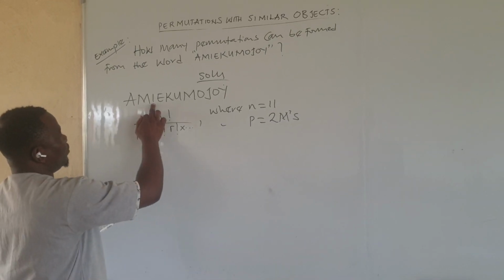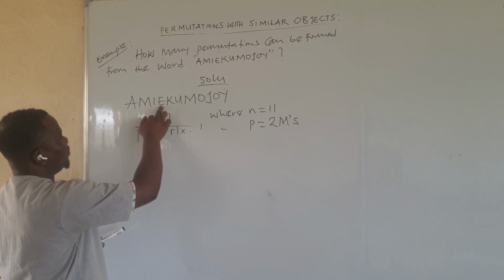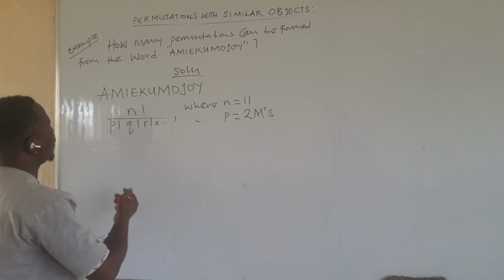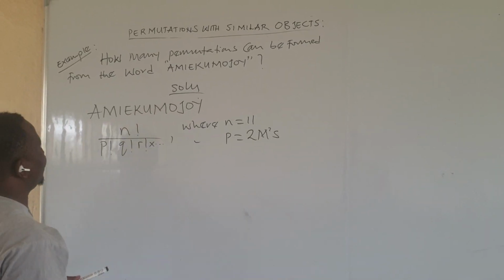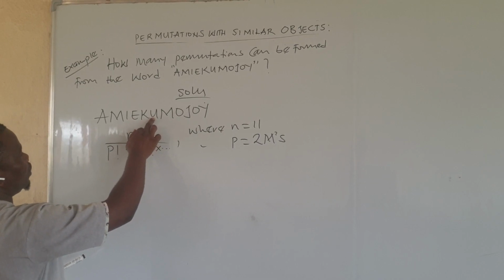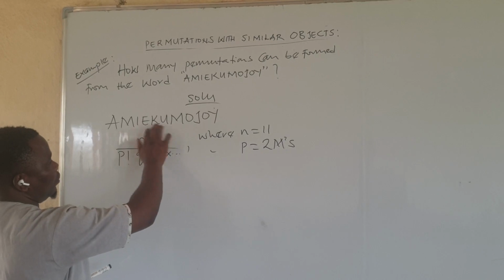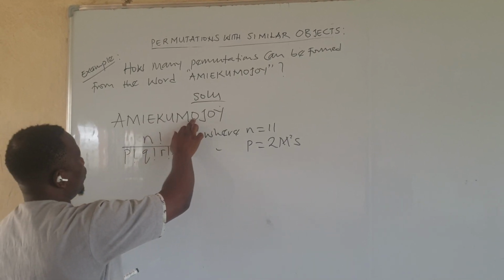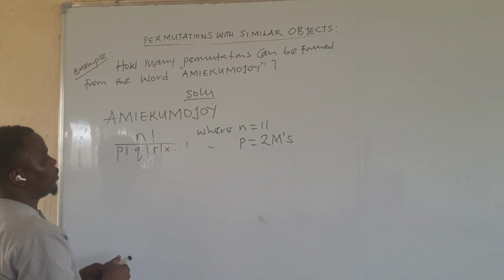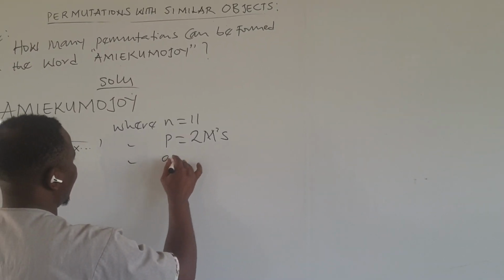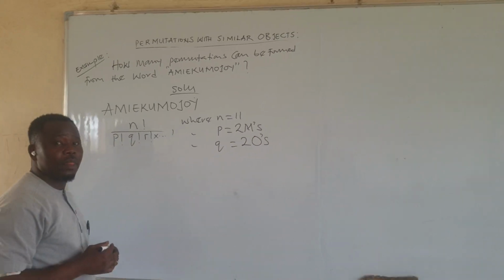Let's check whether I repeats itself. No. What about E? Does E repeat itself? No. Let's check K. K does not repeat itself. What about U? U does not repeat itself. We are done with M. Let's check O. We have O here. We also have O here. So it means our Q is equal to 2 O's. Is that clear? Are you following?